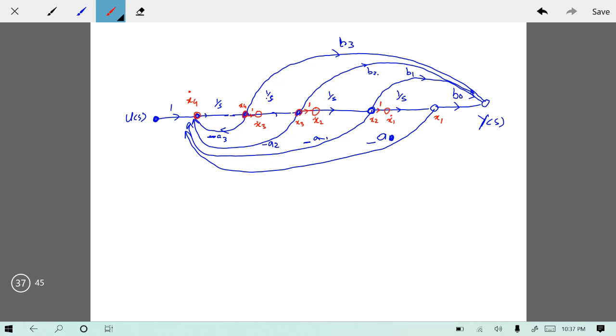So now let's try to write the equation of this system. It would be similar to the last equation. We have x1 dot is equal to x2, x2 dot is equal to x3, x3 dot is equal to x4, and x4 dot is equal to, what? x4 dot is equal to minus a0 x1, and then minus a1 x2, and then minus a2 x3, and then minus a3 x4.